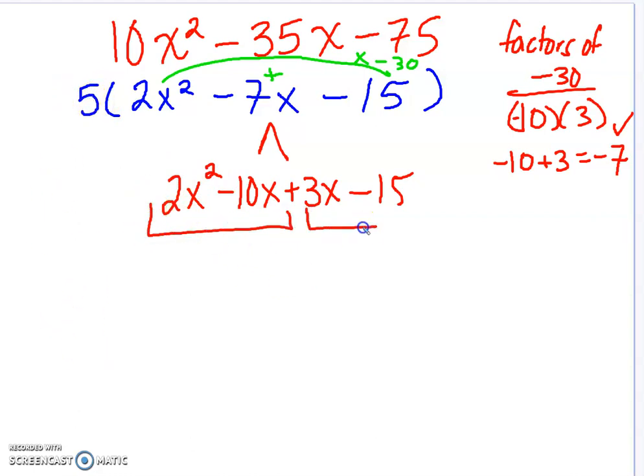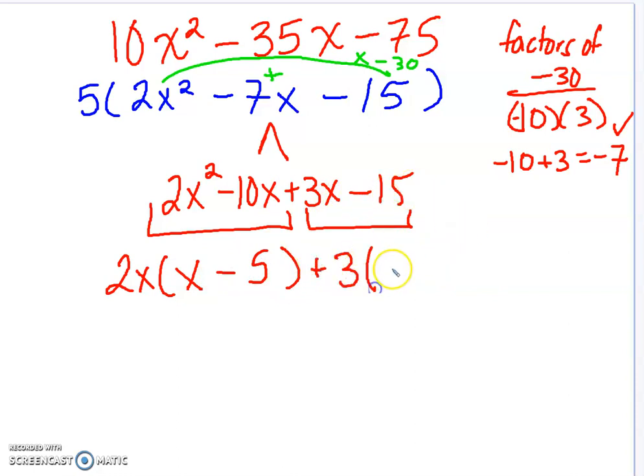I then create two groups, and within each group, I pull out the common factor. So 2x squared minus 10x, well, there is a 2 and an x common to each, and that's going to leave me with x minus 5. And then in 3x minus 15, both are divisible by 3, so I'll pull out a positive 3 and be left with x minus 5. And because what I see in the brackets here is the same, that's a sign that we've done this well.